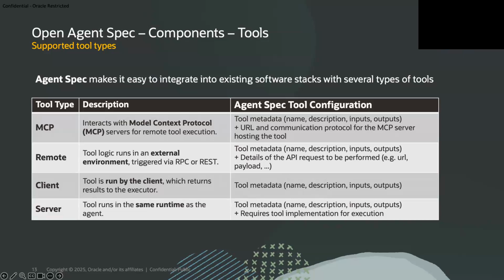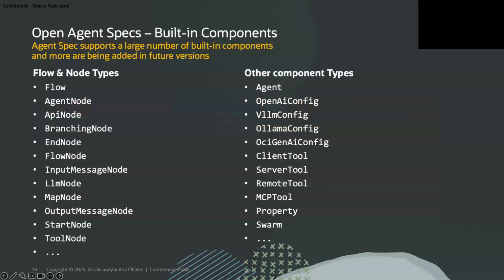Okay. I didn't talk about everything. There are many different component types in Open Agent Spec. Things that I didn't mention are, for example, the input message node and output message node. When the flow will pause to give some information to a user or make a request for information, that's what would be used. I will show in the demo the map node, which is a node to just iterate over a list type input.